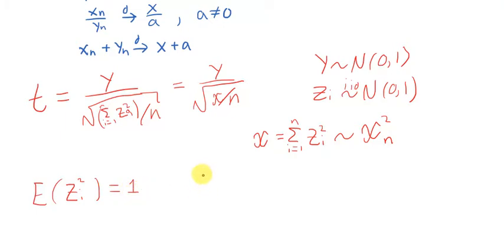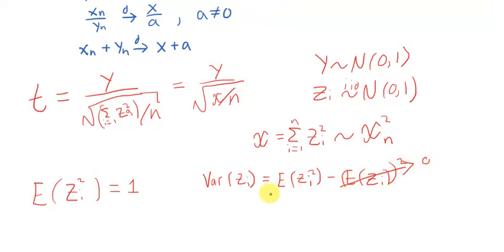The reason we know this is because the variance of Zi is equal to the expected value of Zi squared minus the expected value of Zi, squared. The mean of a standard normal Zi is 0, which means the variance of Zi is equal to the expected value of Zi squared. Since Zi is a standard normal random variable, the variance is 1. We also know that Zi squared is chi-square, and chi-square distributions have finite variance.